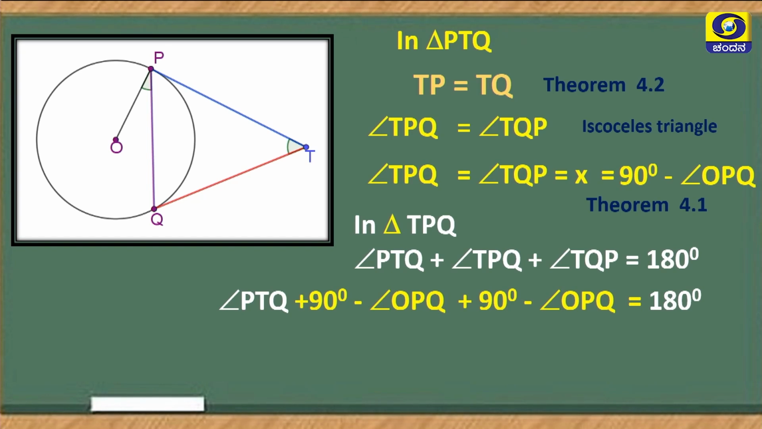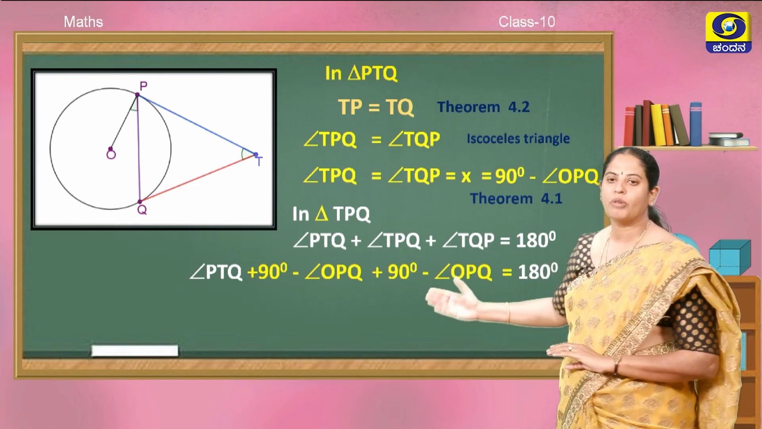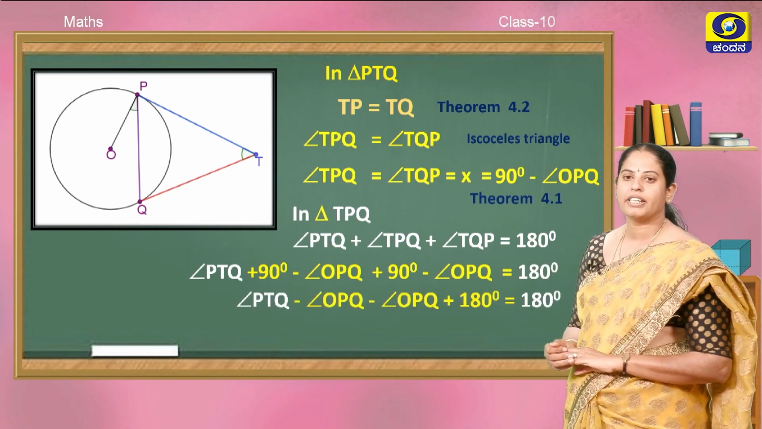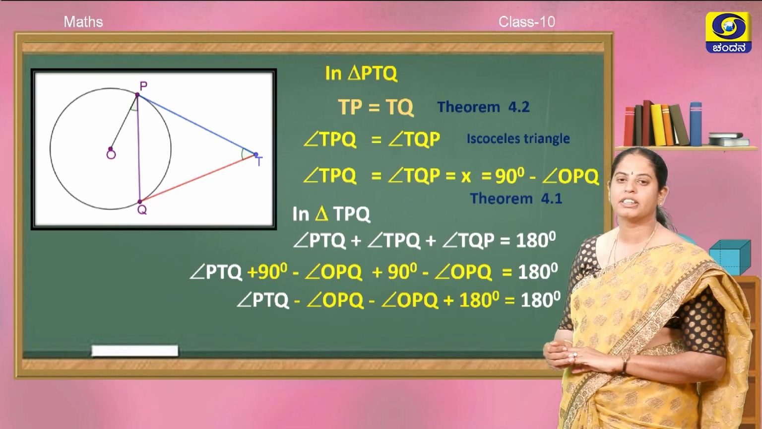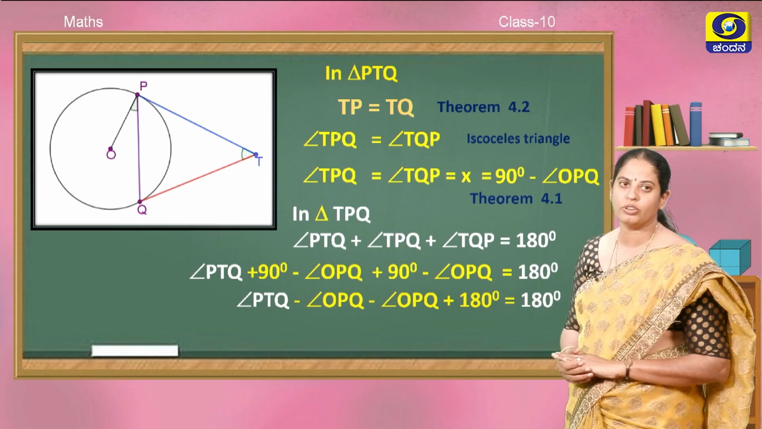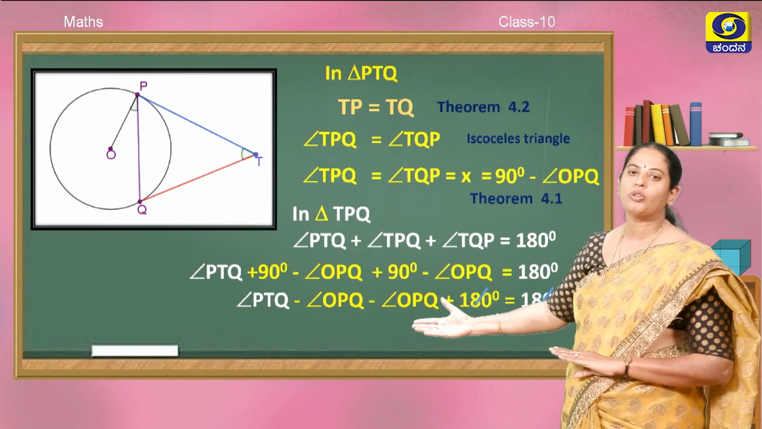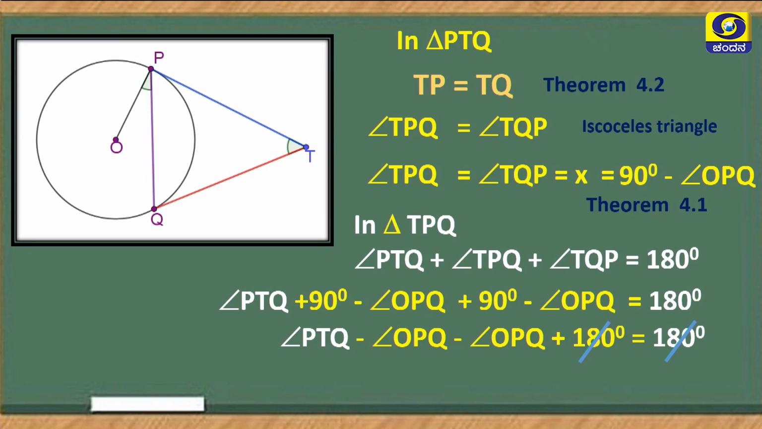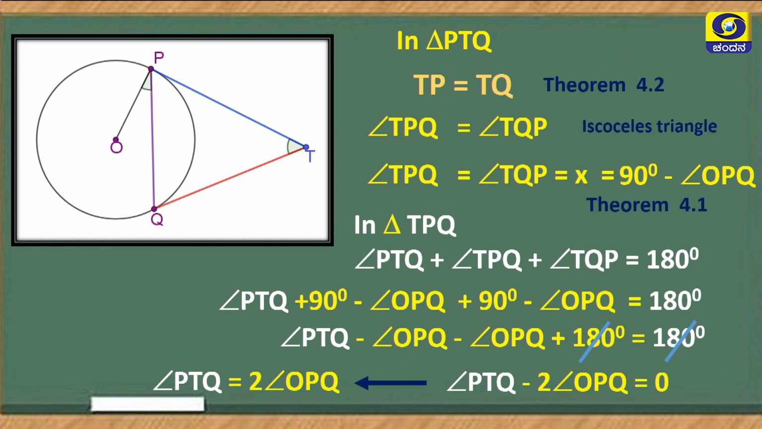Here 90 plus 90 is 180. Angle PTQ minus 2 times OPQ. In LHS we have 180 and in RHS we have 180. Both sides cancel. Next we are left with angle PTQ minus 2 times angle OPQ equals 0. When we transfer 2 times angle OPQ to the RHS, we have angle PTQ equals twice the angle OPQ.